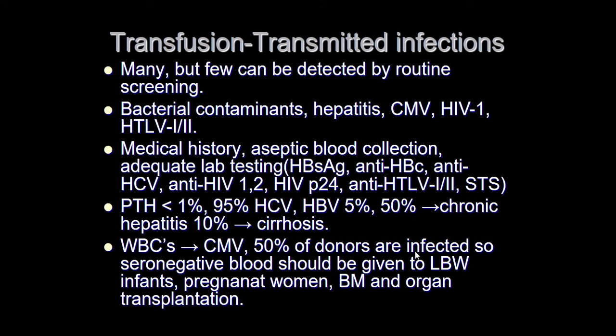So our target is to have 100% seronegative blood. But even if 50% of patients can be infected and they recover, in spite of that, we have to take no risk or chances, especially if the blood is given to low birth weight infants. Those are usually vulnerable and they are immune compromised.